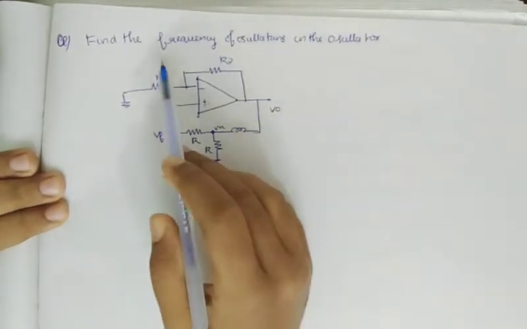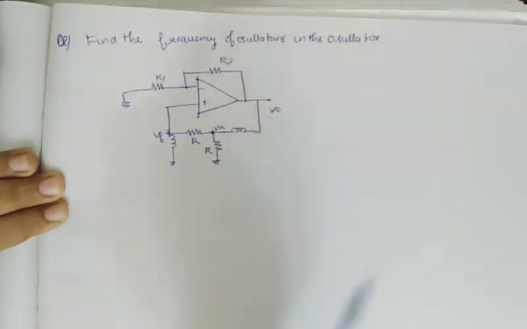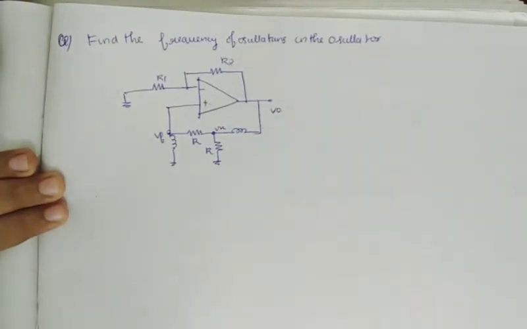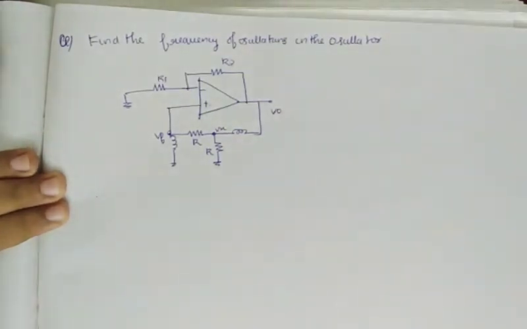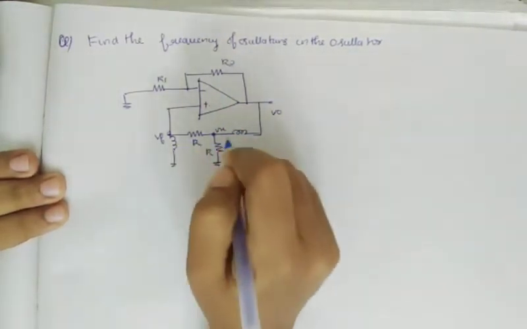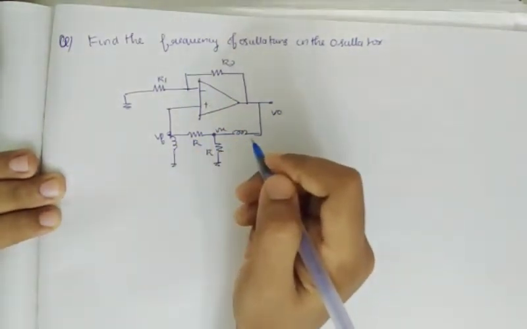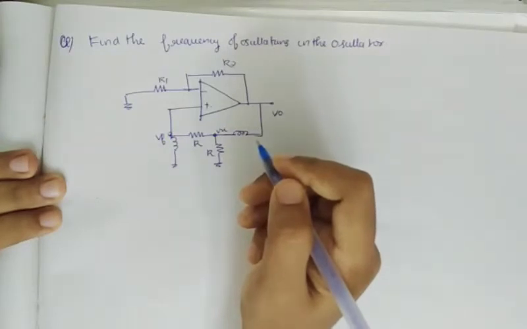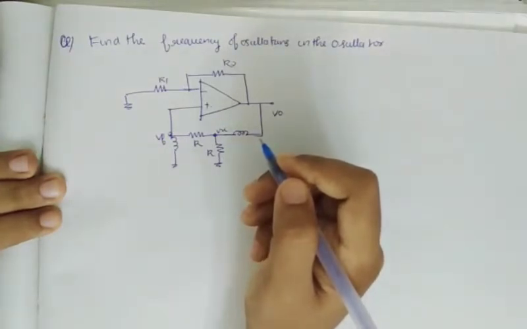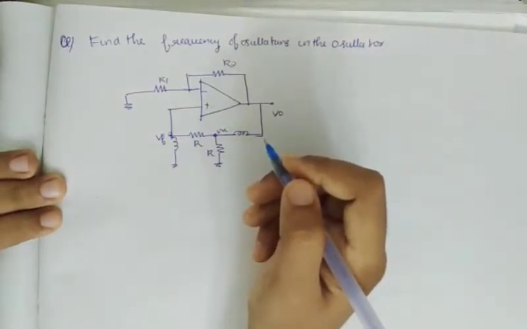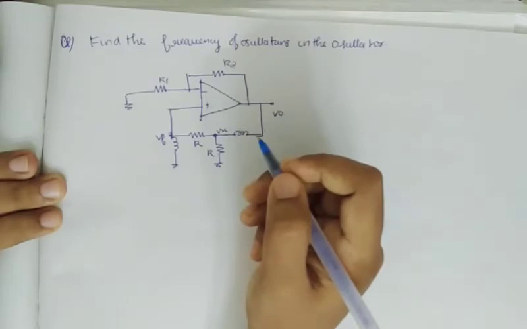Now let's do the next question. Find the frequency of oscillation in the oscillator. This is a really good question. Now we have to find out the frequency of oscillation here. For that we'll have to find out our open loop gain.